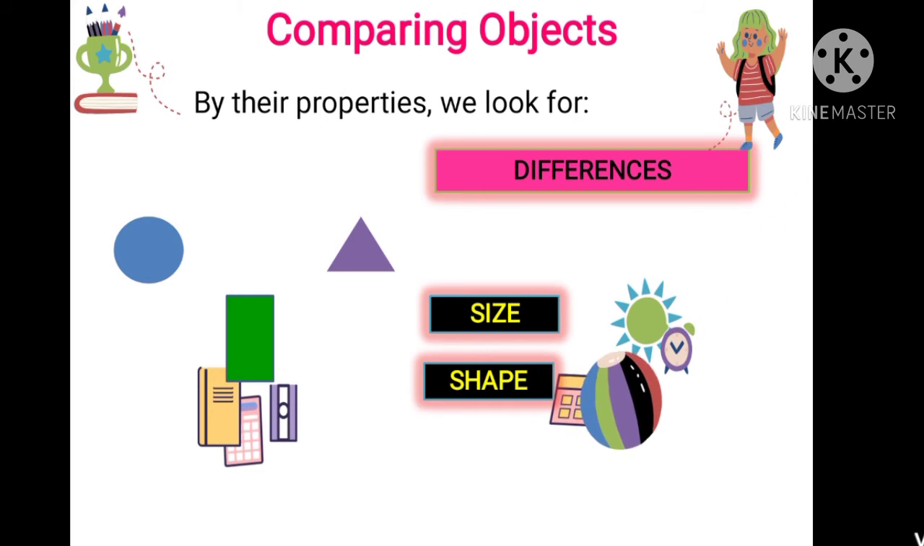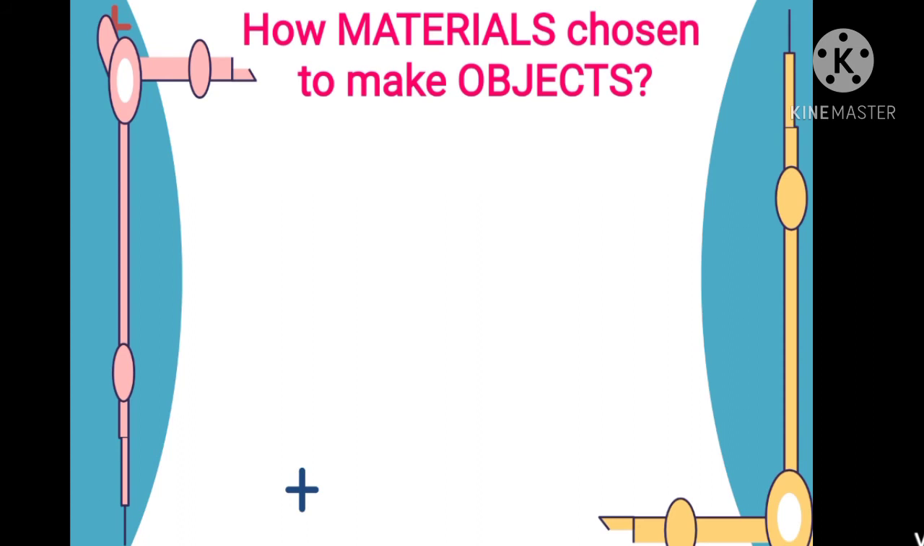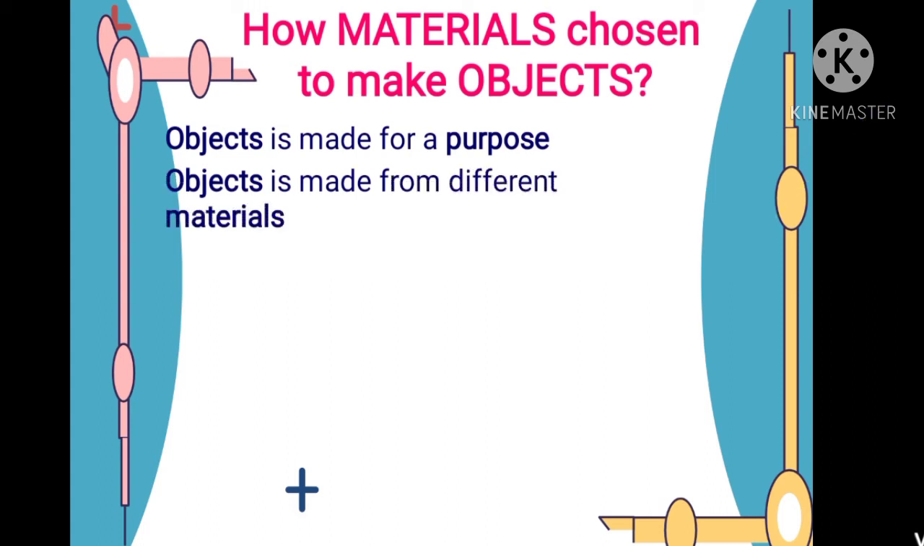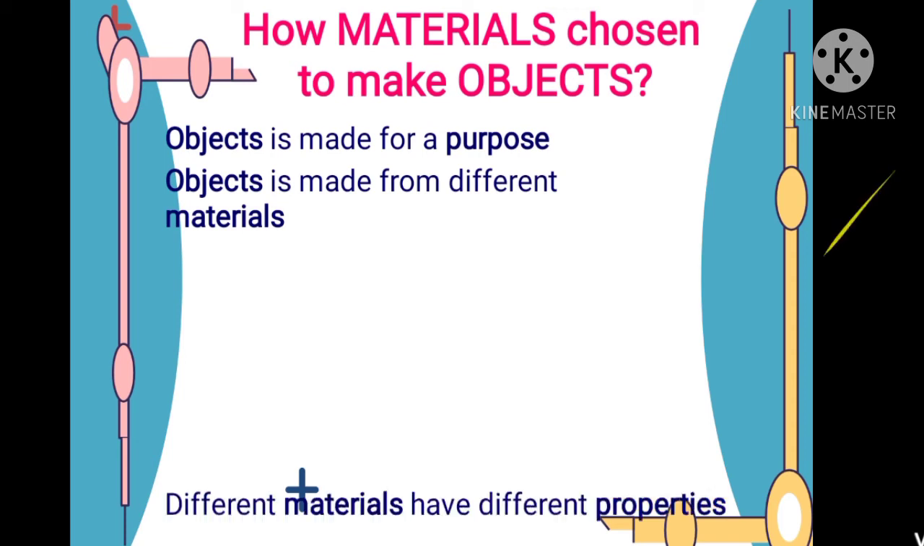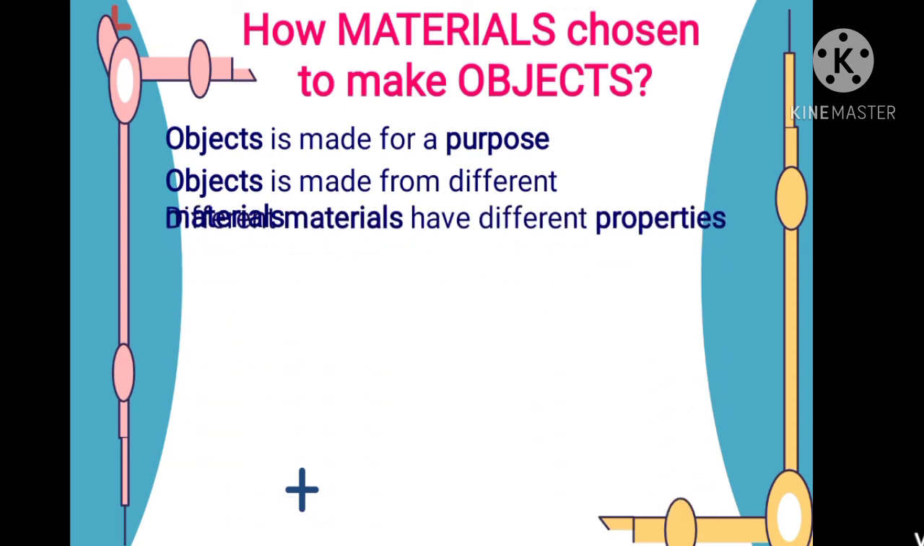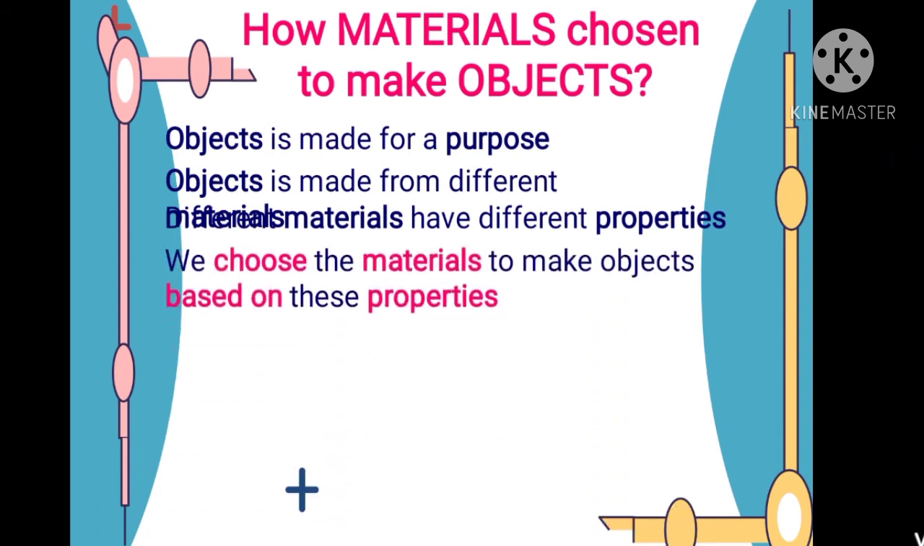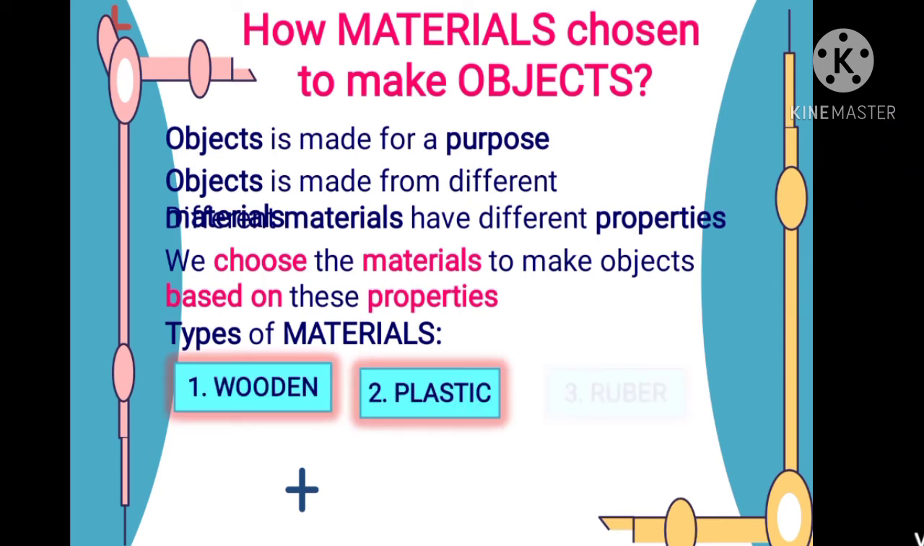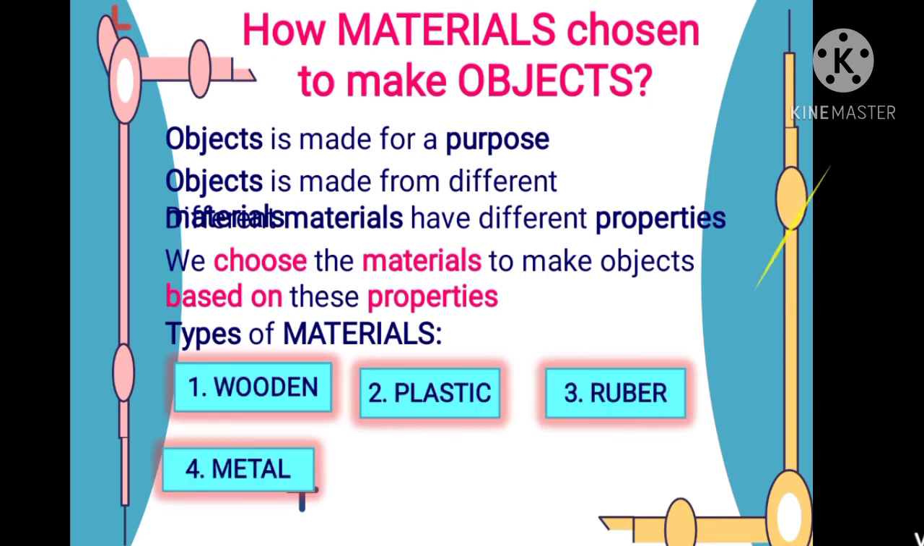Okay, next. Now, how are materials chosen to make objects? An object is made for a purpose. So people have a purpose to make their objects. Objects are also made from different materials, as we know already. And different materials have different properties. So we choose the material to make an object based on these properties. Types of materials: wooden, plastic, rubber, metal, glass. Let's discuss one by one.